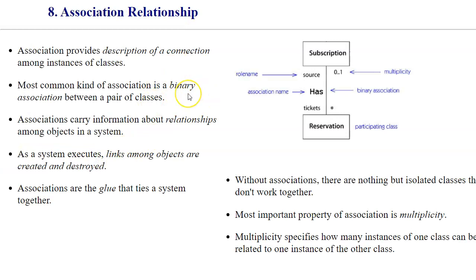So taking them apart, association relationship provides description of a connection among instances of classes. This is a pretty generic way of connection between two classes. The only thing that it indicates is that one class has access to another class, or one object has a way to access another object and be able to communicate with it.